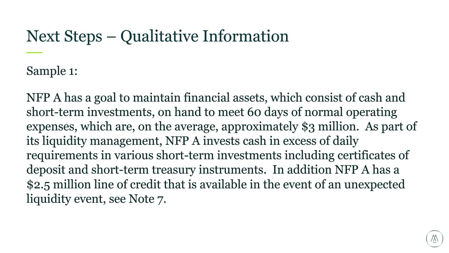So here's an example of what you might include regarding qualitative information. In this example, the not-for-profit has a goal to have cash on hand to meet 60 days of normal operating expenses, and as a part of its liquidity management, invests cash in excess of daily requirements in various short-term investments, and the not-for-profit has a $2.5 million line of credit that is available to them should an unexpected event arise.